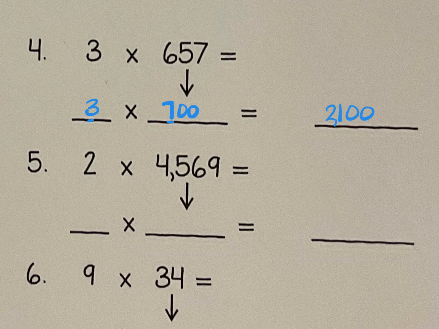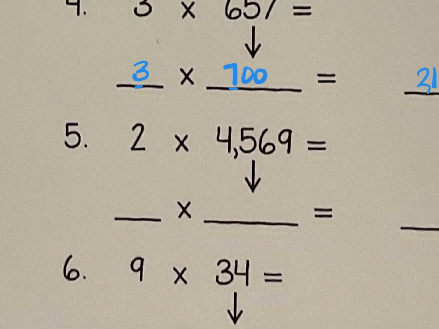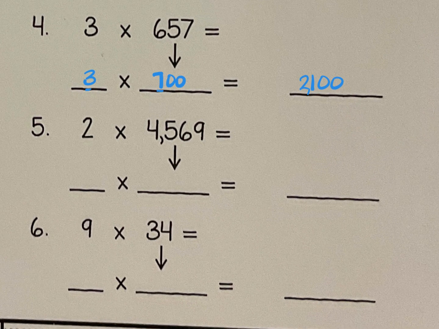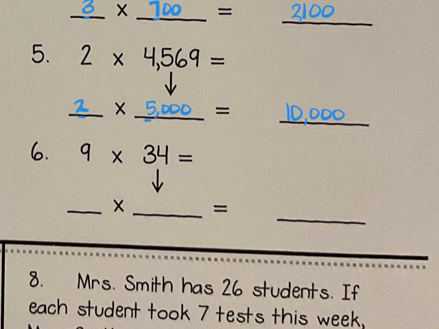Okay, let's continue. 4,569 times 2. What would I round 4,569 to? Now remember, we round to the biggest place. So for this one, we're going to round to the thousands place. Michael, what would it be? 5,000. So 2 times 5,000. Do your basic fact. 2 times 5 is 10. Add the 3 zeros. 10,000.